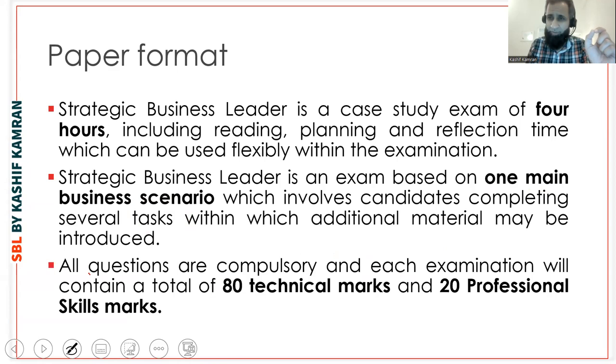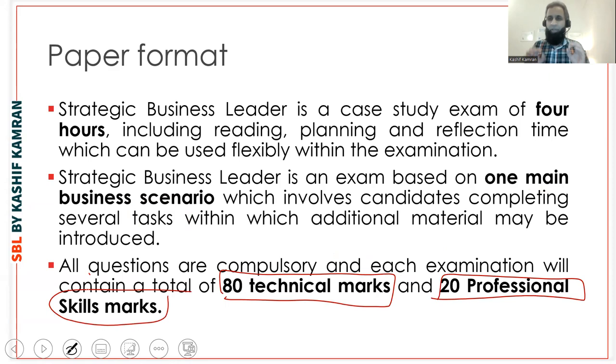All questions are compulsory, and each examination will consist of 80 technical marks and 20 professional marks. Now, technical marks is something you know from your F1 paper, F2, F3, F4, F5, F6, F7, F8, F9. You know the technical marks. That is basically the requirements. That is basically what the examiner is asking you, and you have to give the answer to that. You're very familiar with the technical marks because that's in every ACCA paper. But professional marks is something which you need to extract, understand, and get clarity on from the syllabus available on the portal.